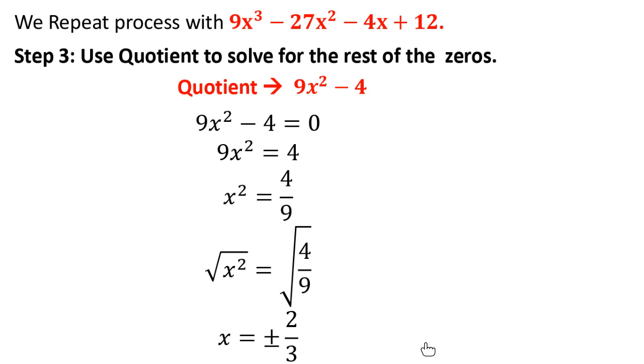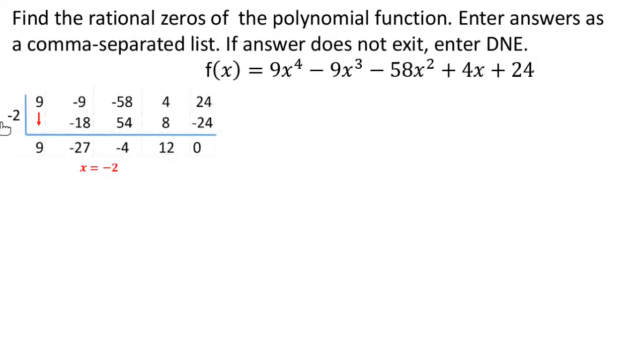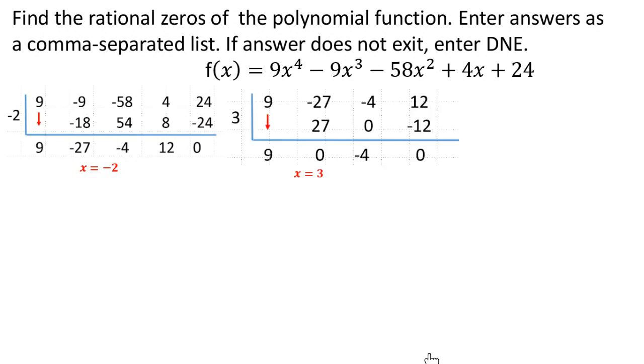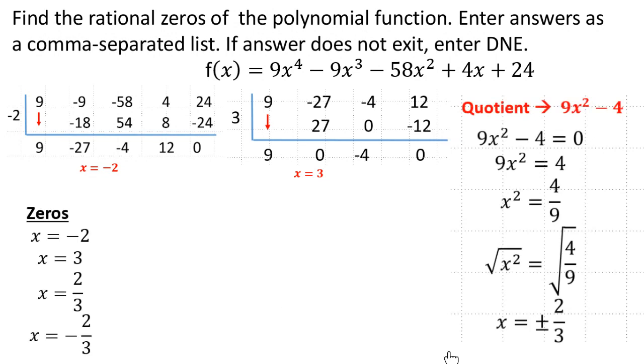Okay. Since we wanted to find all the zeros, let's try to put all this back together. So one of the zeros was -2. The other one was x equals 3. And then the last ones were 2/3 and -2/3. So we have 1, 2, 3, 4, and our degree is 4. So that means we have found all of our zeros. Okay, any questions on that one?